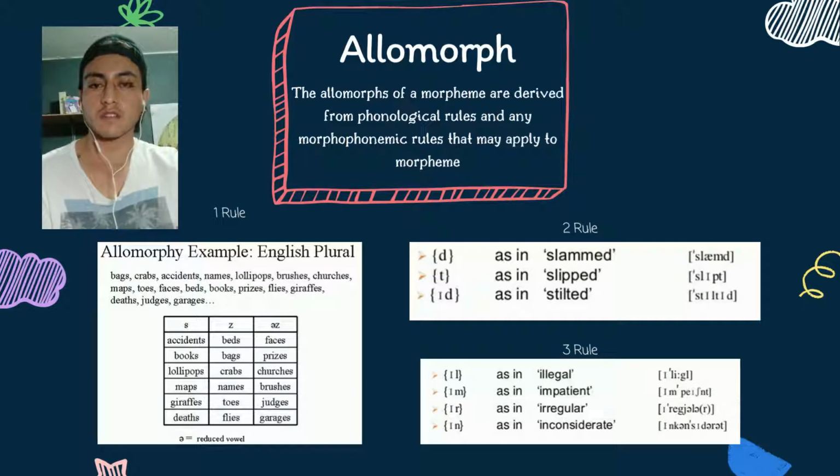The third rule is the negative form, which changes the prefix in to match the consonant of the word it prefixes: il as in legal, im as in impatient, and others.